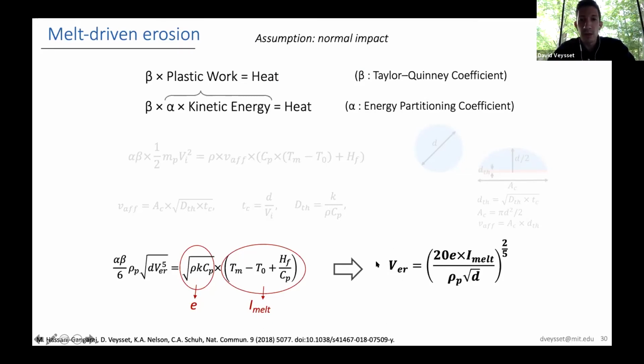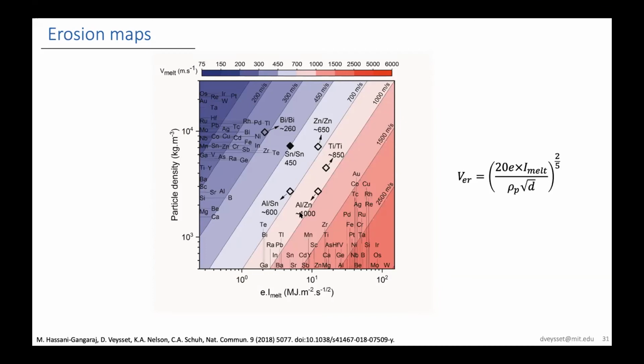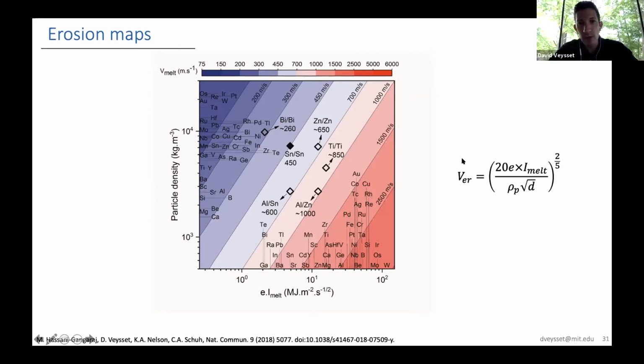So we can predict this erosion velocity based on thermal properties from the substrate and particle, and also the density of the particle and the diameter of the particle. So it's a size-dependent velocity. And then we verify our estimations or prediction with relatively good agreements for matching materials, but also for unmatched materials.